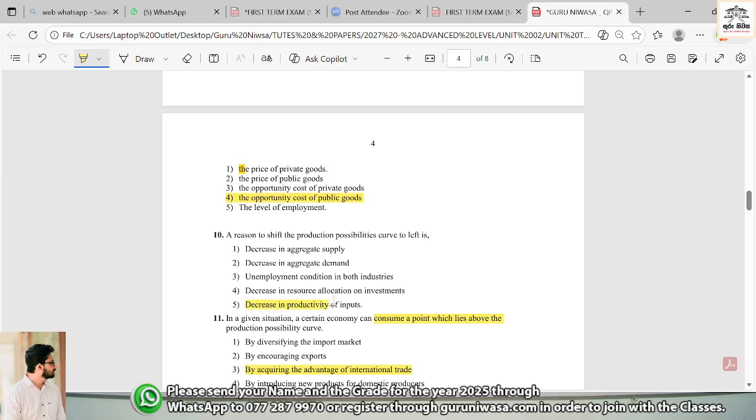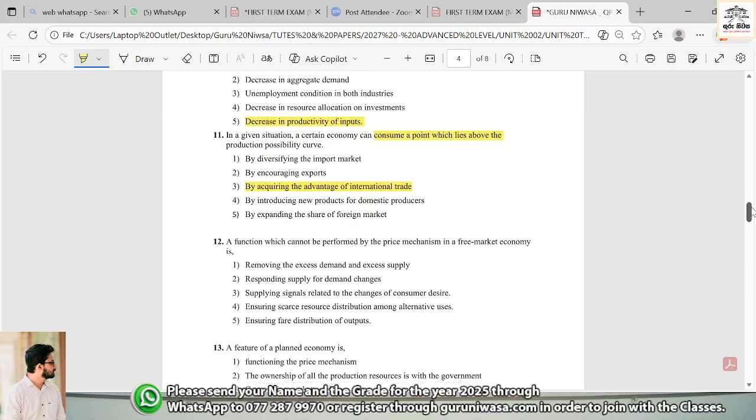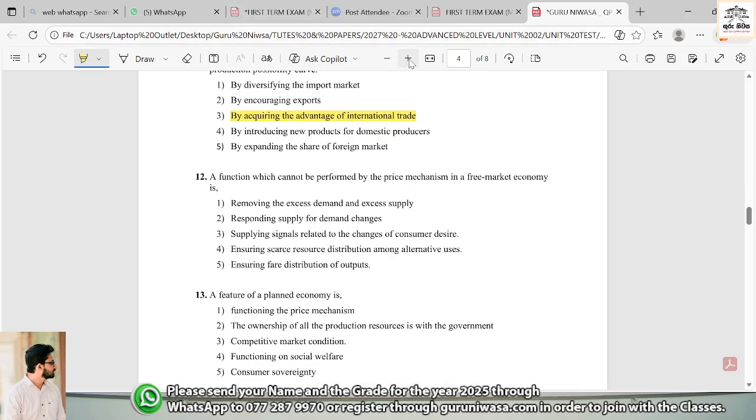Decrease in productivity of inputs. It causes the PPC curve to shift to the left side. Question 11 is okay. The 12th answer is 5.